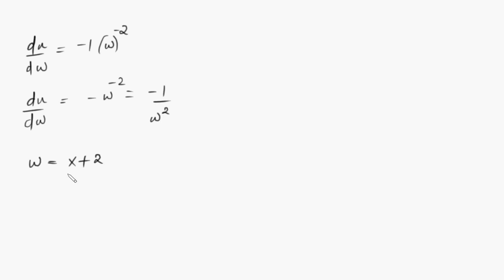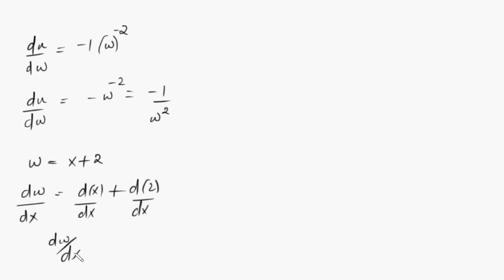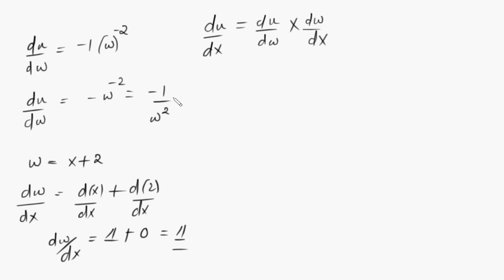But what's my w now? My w is x plus 2. So my dw/dx is d/dx of x plus d/dx of 2. When I differentiate x I get 1, and when I differentiate 2, which is a constant, I get 0, so it is equal to 1. This is dw/dx. Now du/dx, which I said I would get by the chain rule, is du/dw times dw/dx.